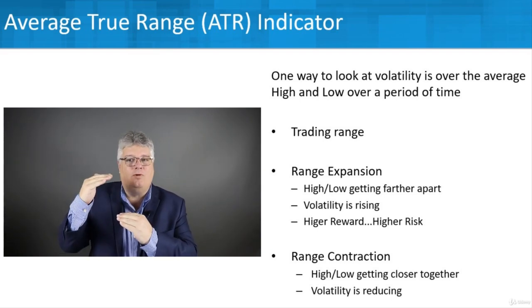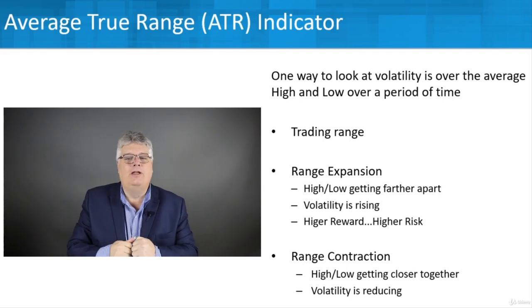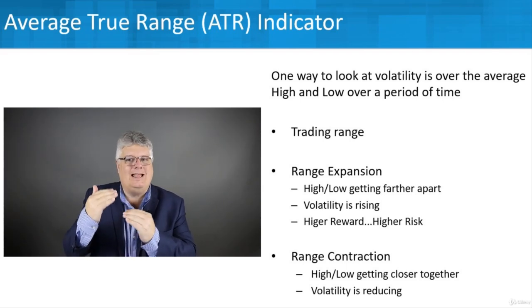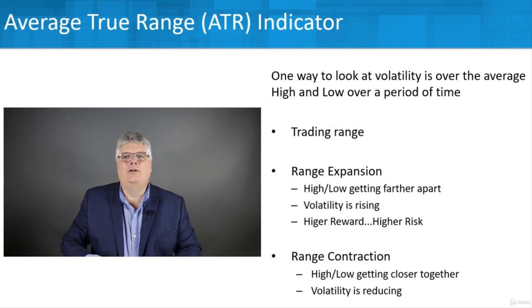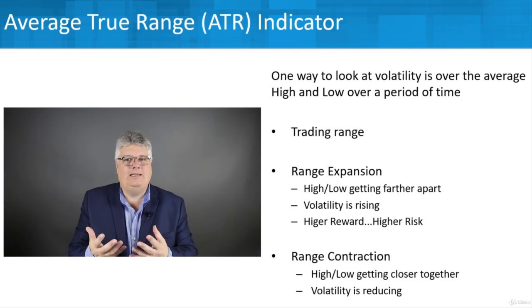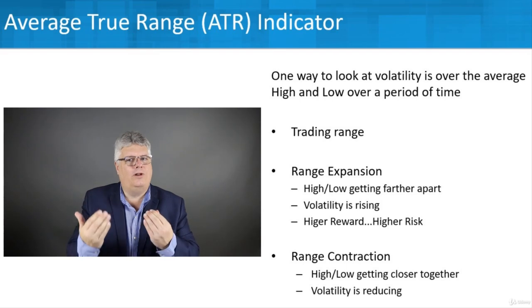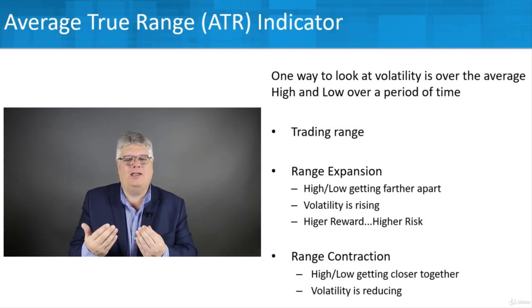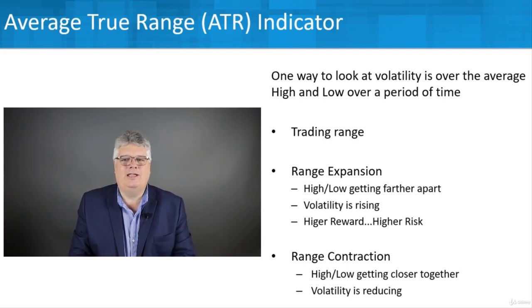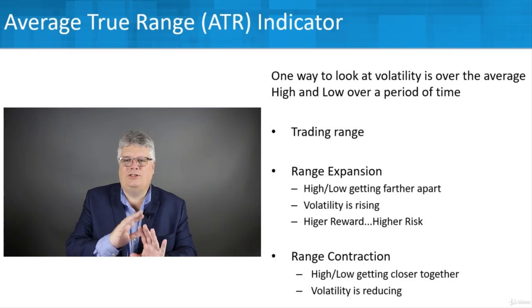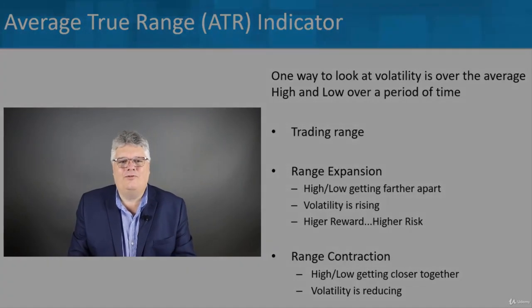The opposite of that, a range contraction, would be your highs and lows getting closer together, right? So volatility is reducing. There are fewer trading options or choices within a narrower range of prices. So again, that's where we can use this ATR to see a measure of what is happening here. How volatile is the market? You can choose the average true range indicator as an overlay on your trading platform, and it's automatically calculated for you.